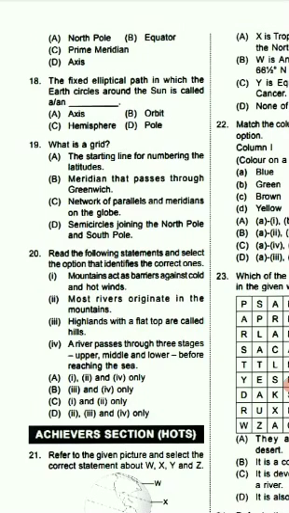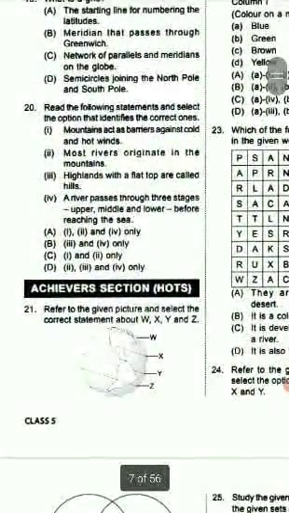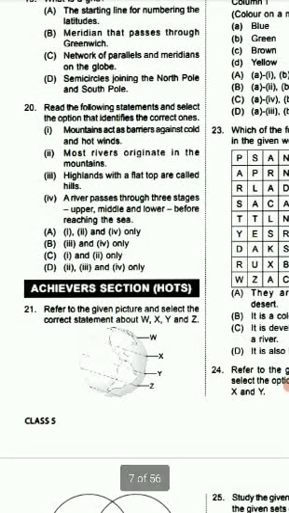Sorry, children, here there is a misprint. It is written hills in number 3. It will be plateaus. You can cut it and write it plateaus. Okay? Highlands with the flat top are called plateaus. Instead of hills, write plateaus. Okay. So we go to the 21 question, that is achievers section, that is written HOTS.